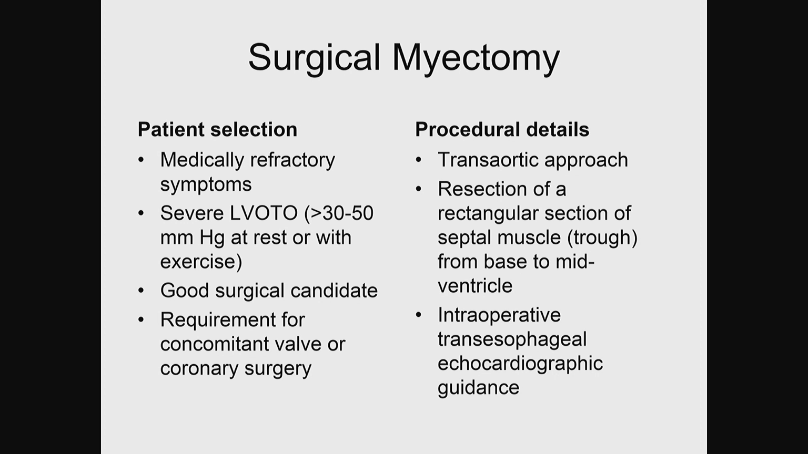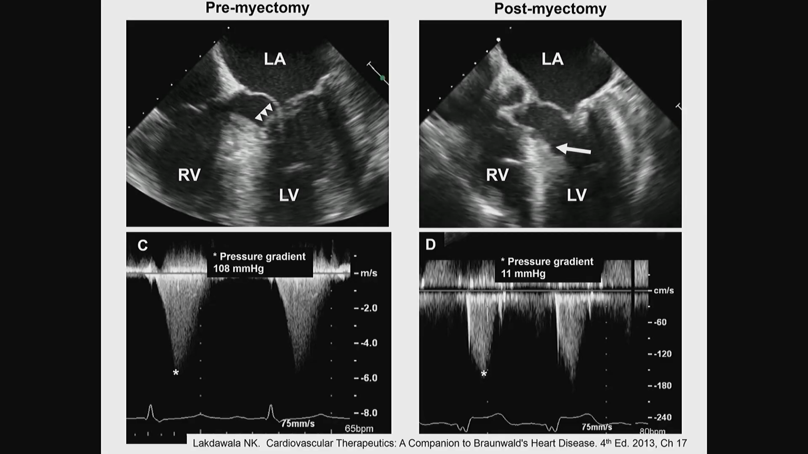From a procedural standpoint, this operation is accomplished through a midline sternotomy incision, through the aorta with visualization of the aortic valve, and resection of a rectangular section of septal muscle, leaving behind a trough which extends from the base of the heart to mid-ventricle. This is accomplished with intraoperative transesophageal echocardiographic guidance. The images on this slide demonstrate a good outcome with septal myectomy.